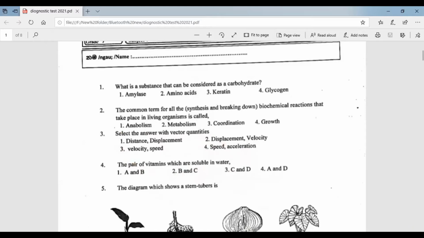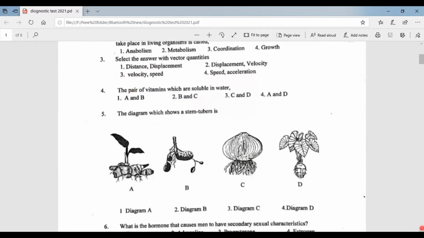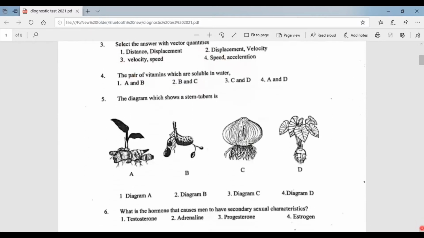Fourth question, the pair of vitamins which are soluble in water. Vitamin B and C. They are soluble in water. Vitamins A, D, E, K are not soluble in water, but they are soluble in fat.